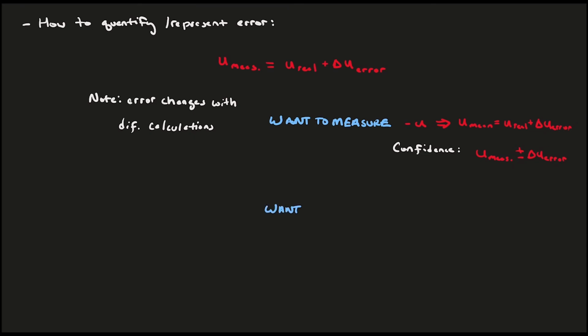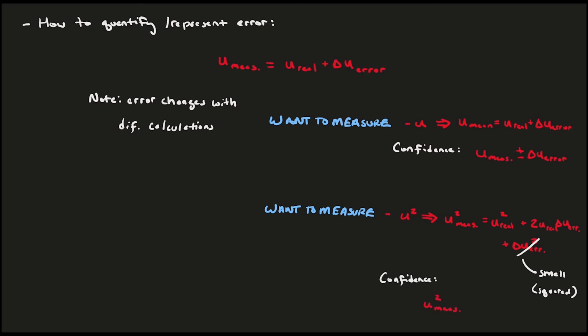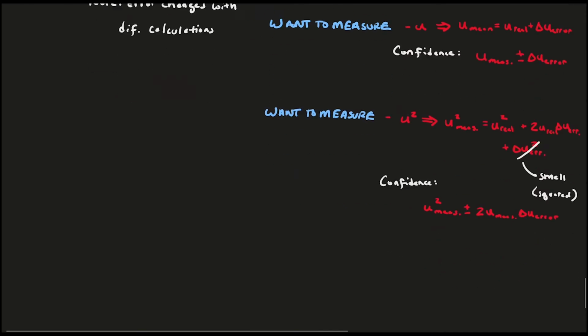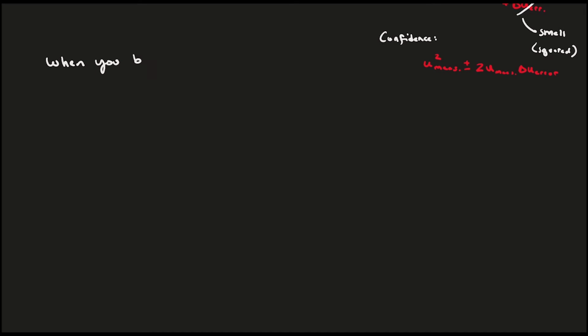However, if you want to eventually calculate u squared, things get trickier. Squaring u real plus u error gives three terms: u real squared, 2 times the product of u real and u error, and u error squared. Generally, u error is small, so the square of it is very small and is neglected. However, the term that is the product of u real and u error is bigger in comparison, and this sets your new confidence interval.